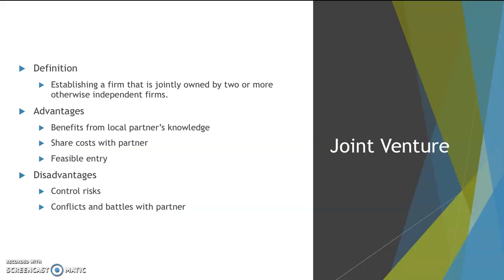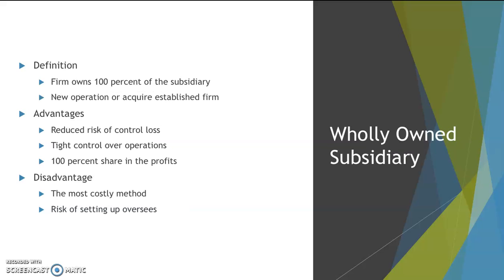A joint venture is the next option. This is when 2 independent firms would come together to establish a firm that is jointly owned. The benefits are that you would be partnering with someone who is local in that foreign market, so they would know how to go around things and how to make sure that your entry is accurate and easy compared to the other options. And because you have a partner, you would be splitting the costs. However, working with someone can have disadvantages. You wouldn't have as much control, and you could have conflicts with your partner.